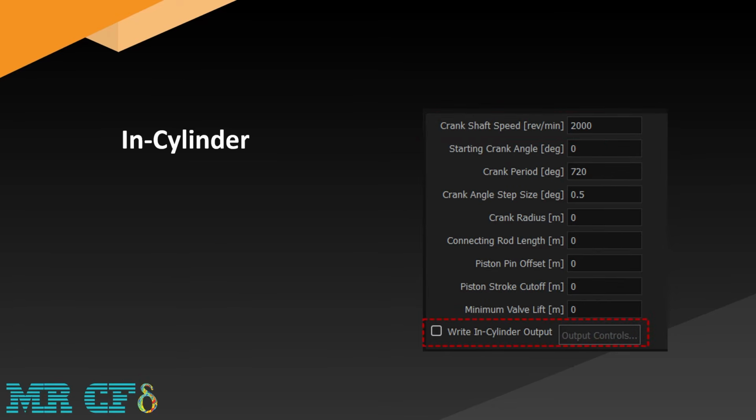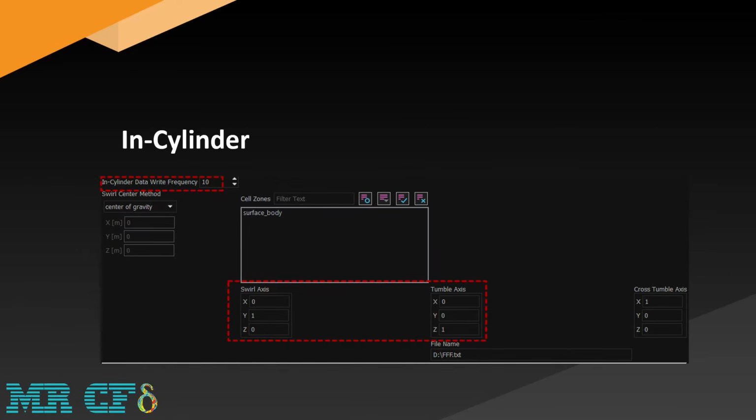We've got another option here which is known as in-cylinder output that can be used when you want to specify certain output parameters. Also, in the setting of this section, the values related to the minimum valve lift and the piston stroke, which is the same path traveled by the piston from 0 to 180 degrees, are controlled with the piston stroke cutoff and minimum valve lift option. By activating this option, the settings window will appear.